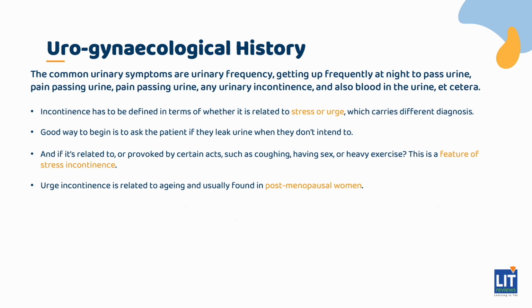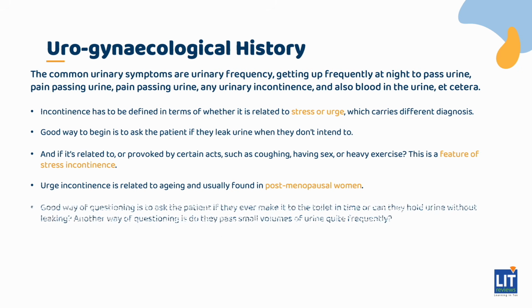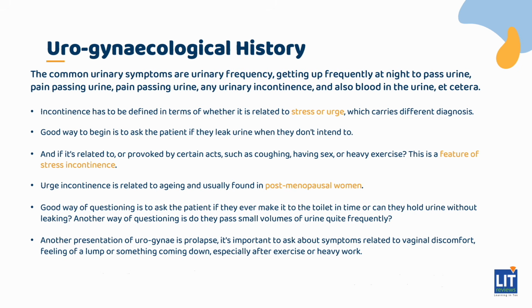Urge incontinence is related to aging and usually found in postmenopausal women. A good way of questioning is to ask if the patient has made it to the toilet in time or if they can hold in urine without leaking. Another way of questioning is to ask if they pass small volumes of urine quite frequently. The patient may also present with a mixed picture and may require further investigation.